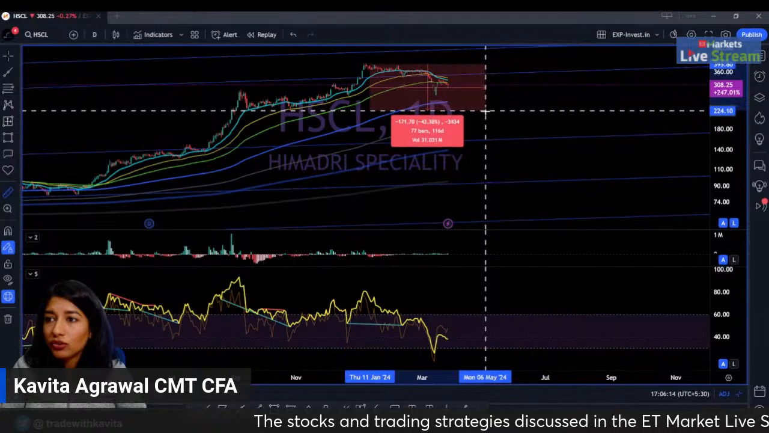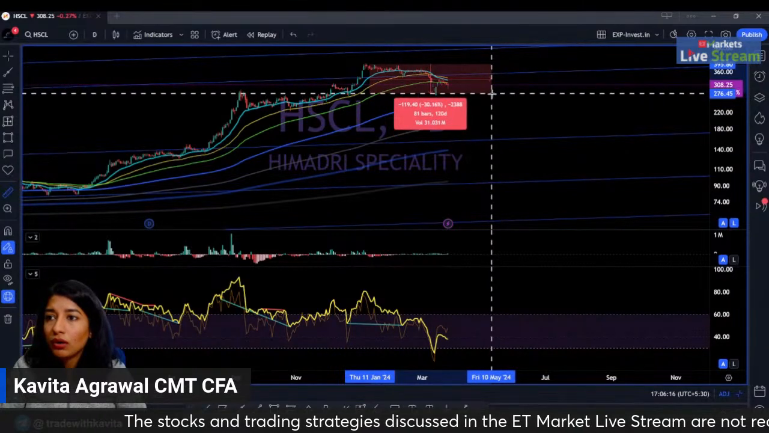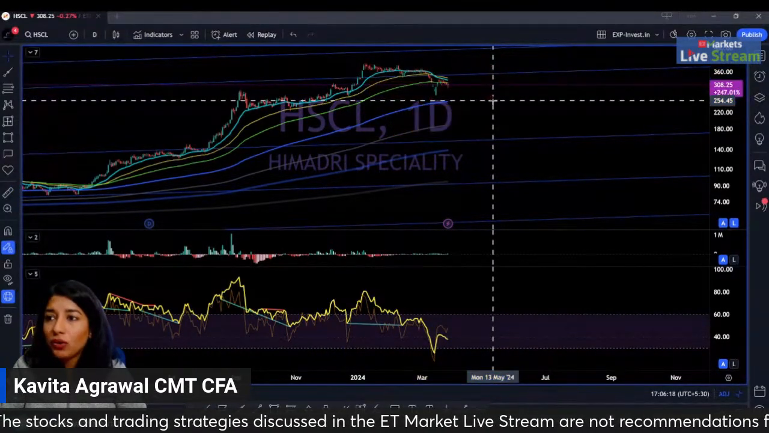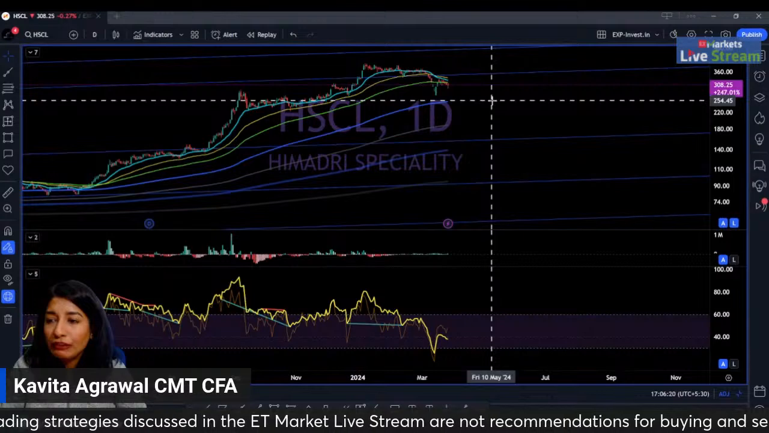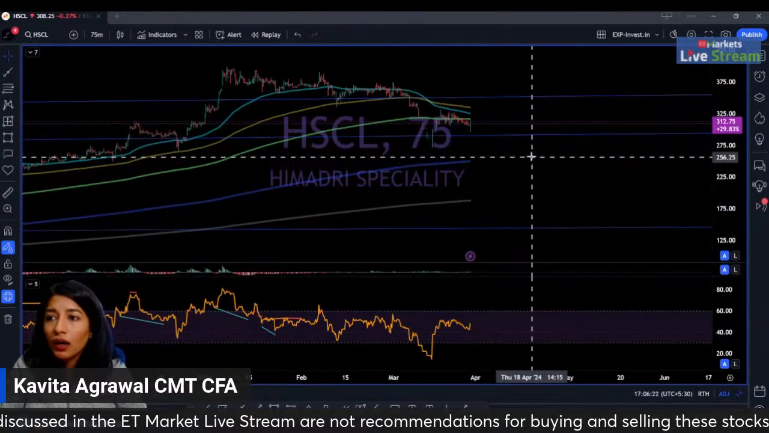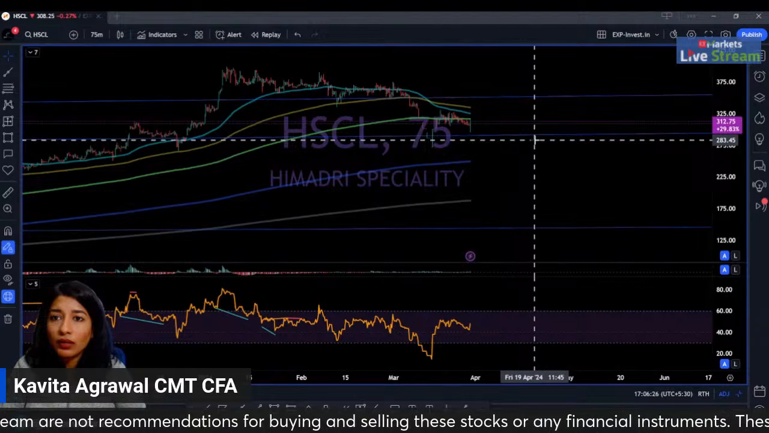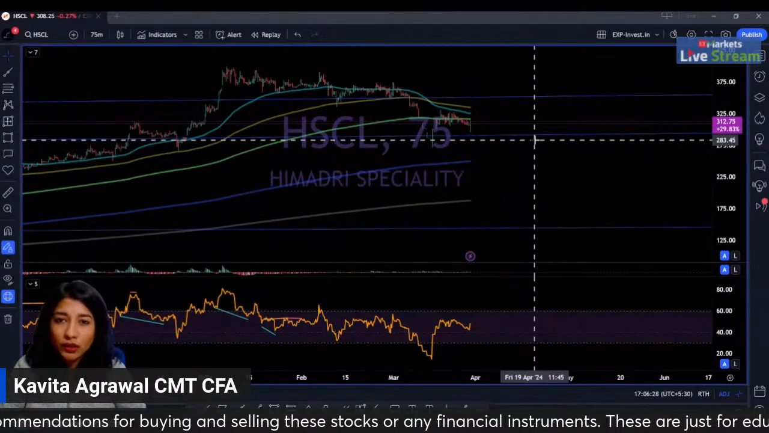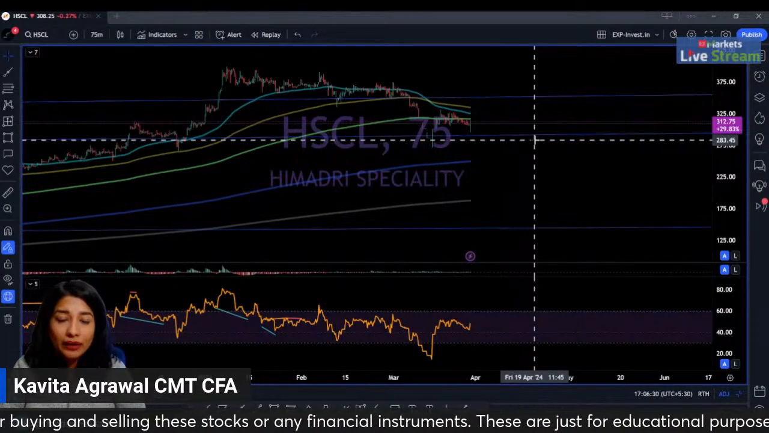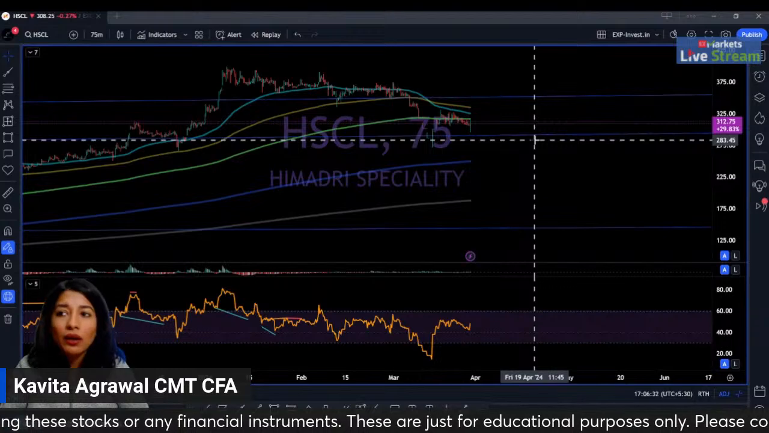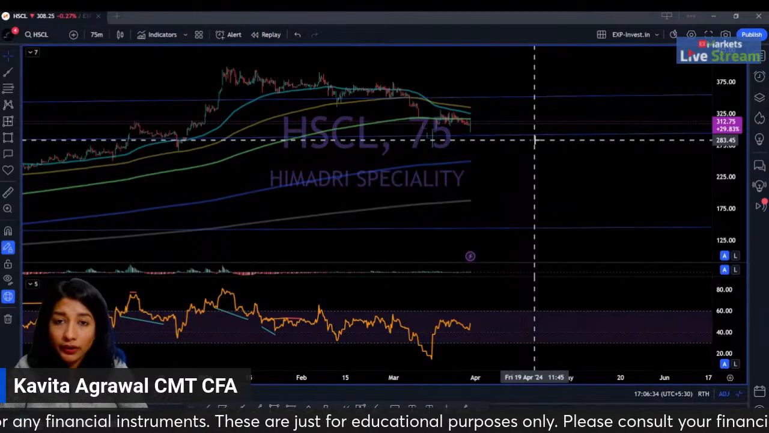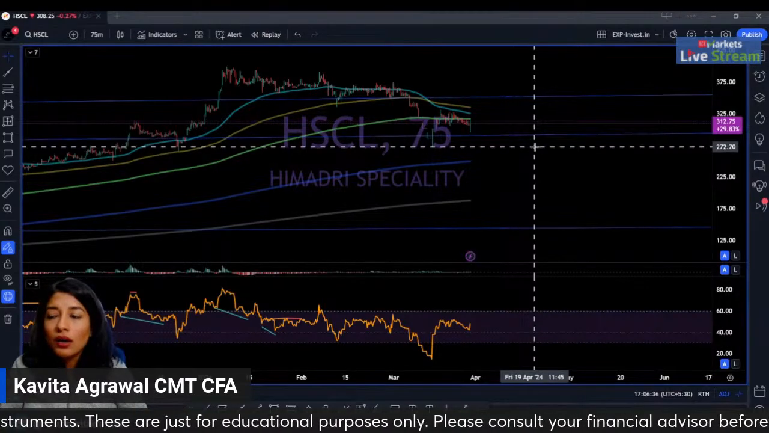So this correction, you can expect it to maybe go down to the level of 255. So what I would suggest is set up a buy GTT order with a level somewhere at the level of 283, also considering the market is weak right now. So you can expect some more downside in a very volatile stock like HSCL.